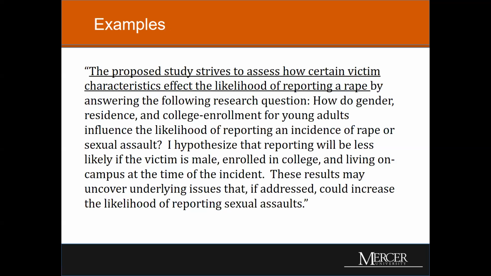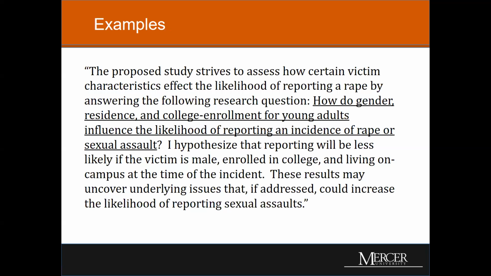But what the research that they reviewed in the literature review didn't look at is how gender, where they're living, and college enrollment may affect the likelihood to report. And so they're extending the research they covered in their literature review by looking at some factors that people haven't looked at yet. And so the purpose is underlined here. Next is their research question.